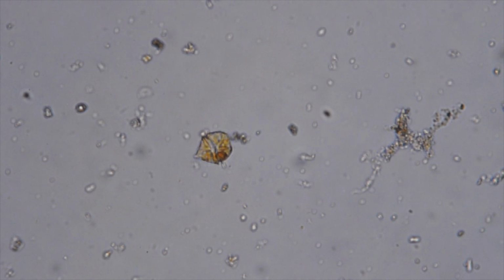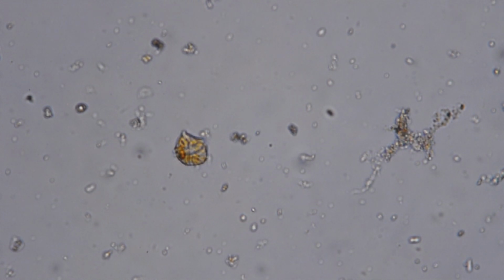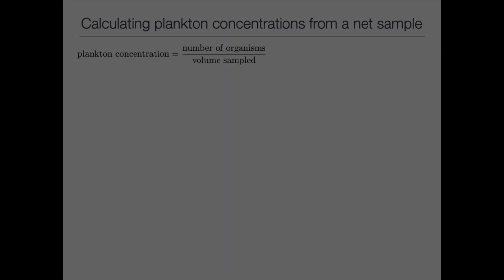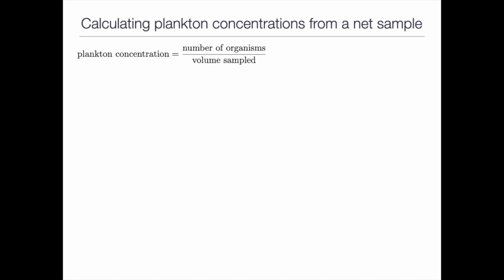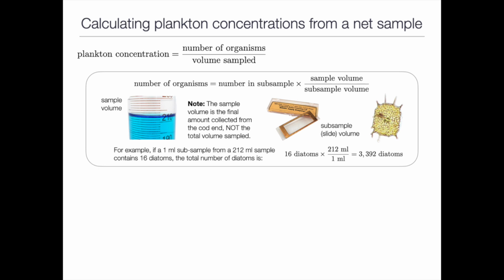So if we count all of the plankton in this 1 milliliter sample, we can use this to calculate the plankton concentrations. To calculate the concentration of plankton in our sample, we need to know two things: the number of organisms and the volume sampled. To calculate the number of organisms, we take the number counted from our subsample. We multiply that by the sample volume, so that's the amount that we got from the cod end, and then we divide that by our subsample, which is 1 milliliter in this case.